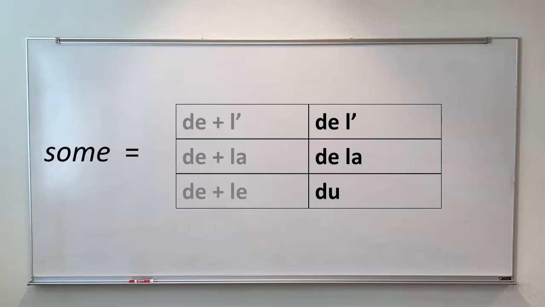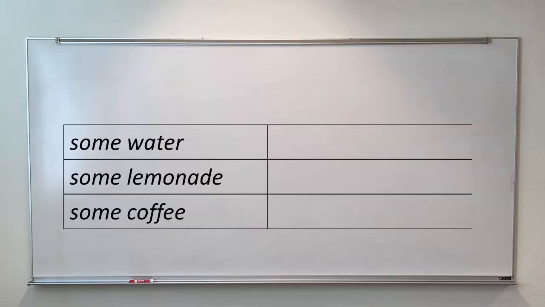Okay, so let's look at some examples. If I want to say some water, water in French, first of all, we start with de, and then water is l'eau. So you put it all together and we have de l'eau. So that means some water, de l'eau. And we're going to put that in a sentence in just a second.